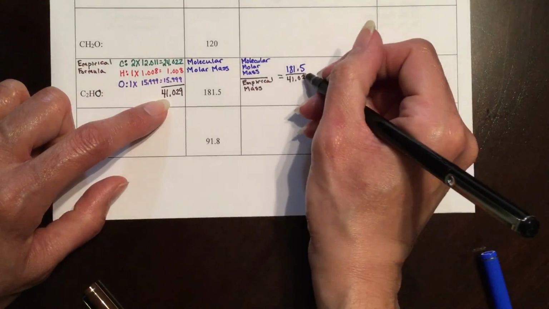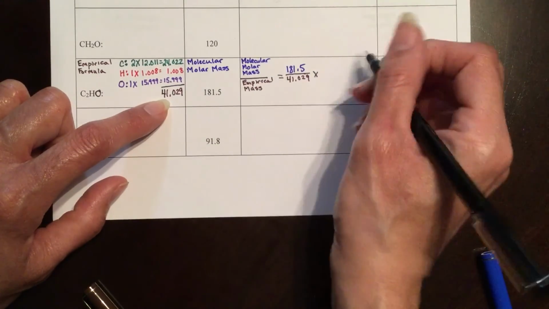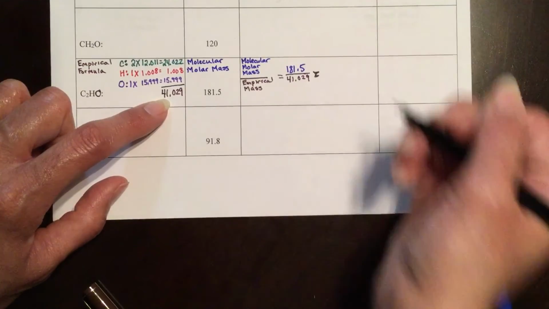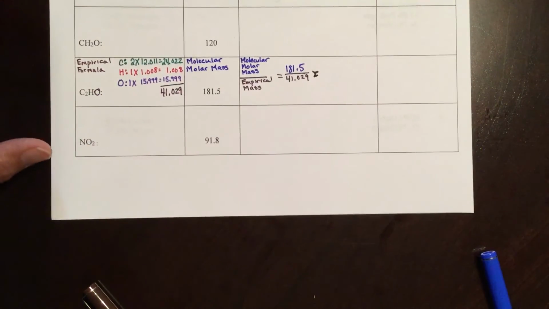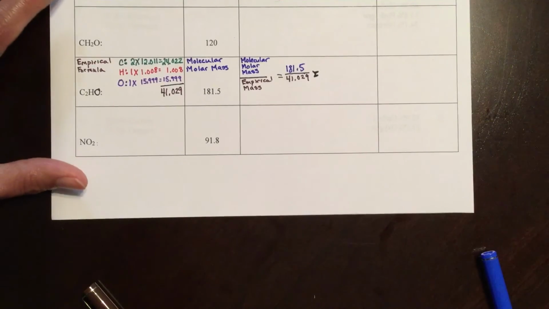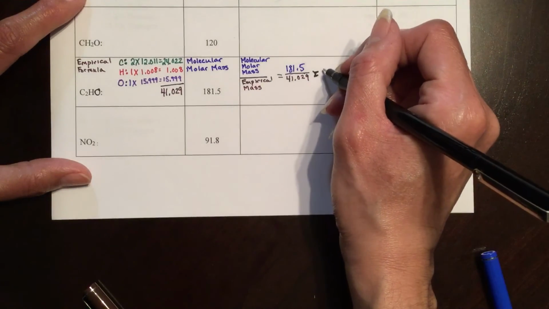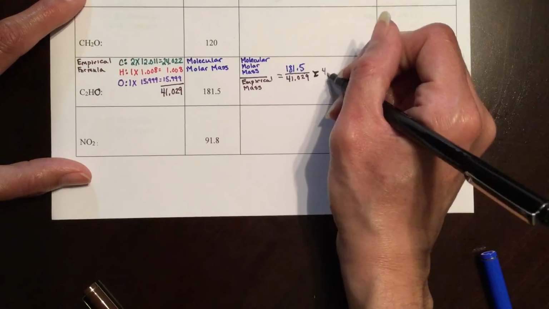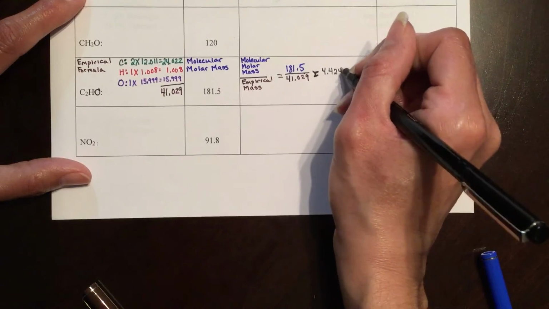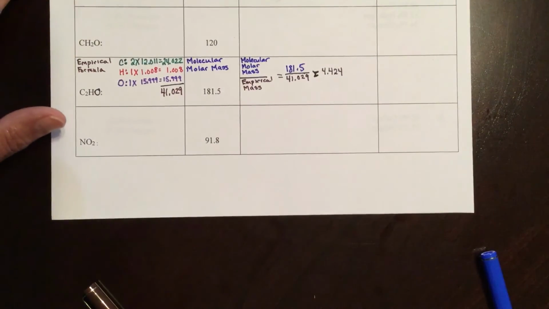Now, most of these are going to be nice numbers. This one in particular doesn't come out as pretty as we like, so that's why I'm doing it too. So when we divide these 2 numbers, it comes out to 4.424. Now, I can't have a 0.4 of an atom. So what you have to do is multiply.